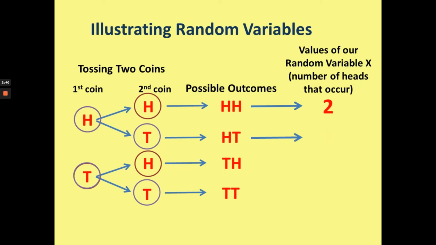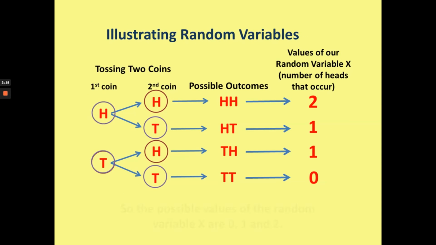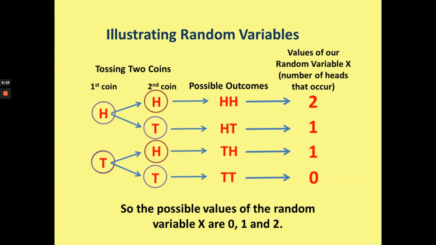Now, for the second outcome, we have heads and tails. It's 1. The third outcome, tails and heads, is 1. And finally, tails and tails is 0. So these are the values of our random variable X representing the number of heads that occur. So in summary, the possible values of the random variable X are 0, 1, and 2. And that's how we illustrate the random variables.